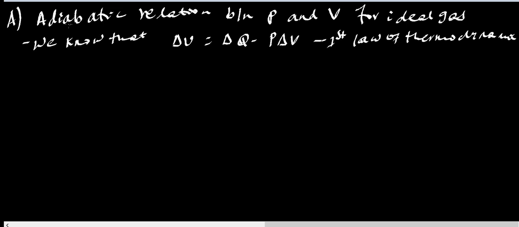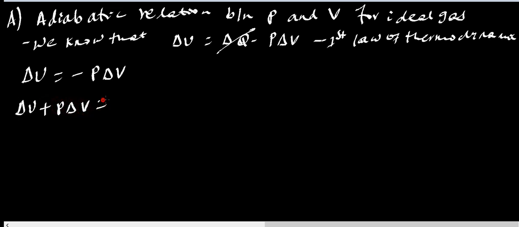Now, for an adiabatic process, there is no heat supply. Therefore, change in Q is equal to zero. Then change in U is equal to negative P change in V. So change in U plus P change in V is equal to zero. But change in U is equal to CV at constant volume times n times change in temperature.